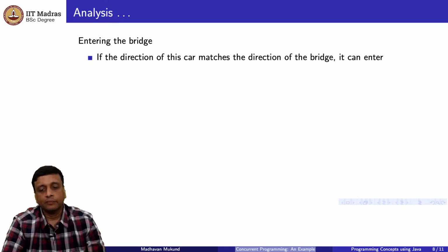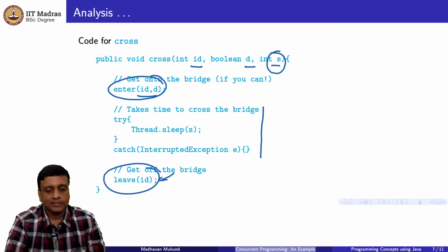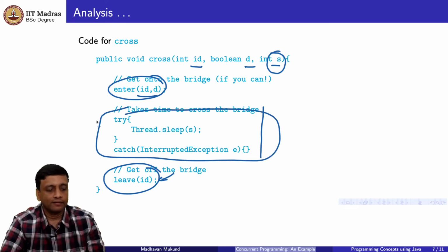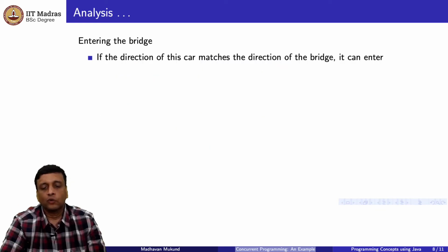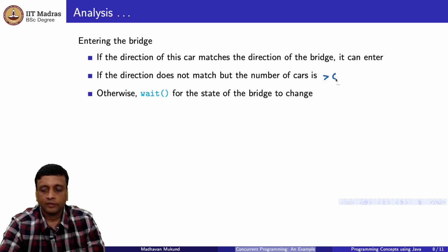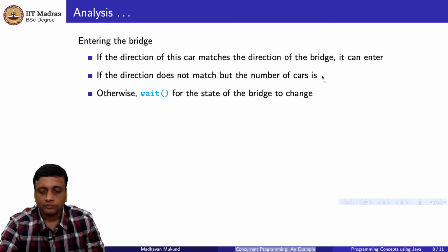So let's look at entering the bridge now. Travel is basically just captured by this one try block, so we don't need a separate thing for travel. Okay, travel is a very easy thing. So we need enter and leave, right? If the direction of this car is equal to the direction of the bridge, you can enter. If it does not match, but the number of cars is greater than 0, then you must wait, right?